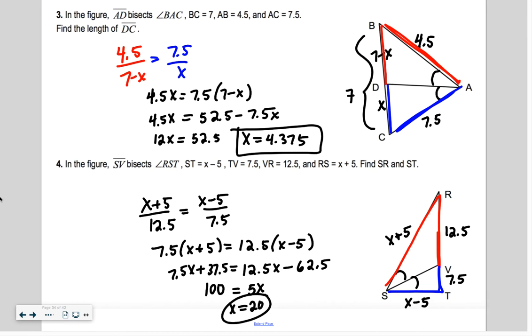Did you guys get that? All right, look what we're solving for. On the last one, we found DC, and that was what we had set our x equal to. This time we want SR and ST. So what's SR? 25, right? And then ST? 15. That's our answer. Okay?